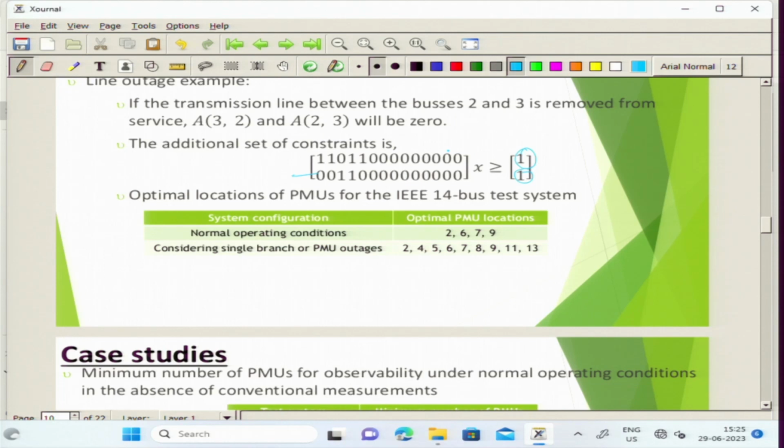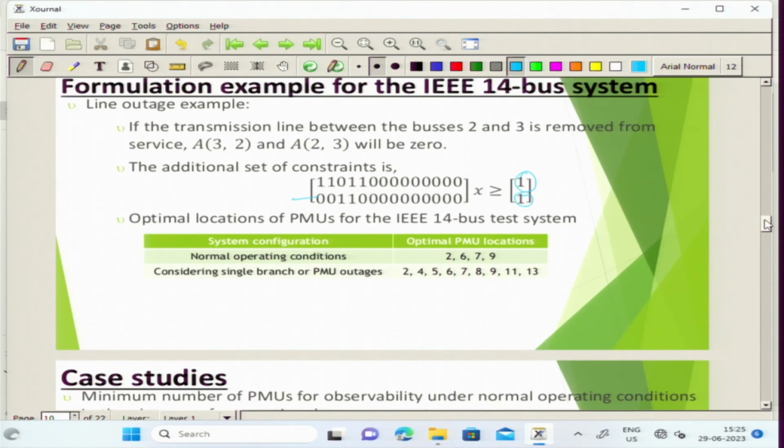So, then this particular objective optimization problem is being solved to achieve a bare minimum operation, that means optimal PMU locations are identified as 2, 6, 7 and 9 during normal operating conditions. When we consider single branch or PMU outages, then you have to place PMUs at multiple buses. So, 2, 4, 5, 6, 7, 8, 9, 11, 13, you understand.